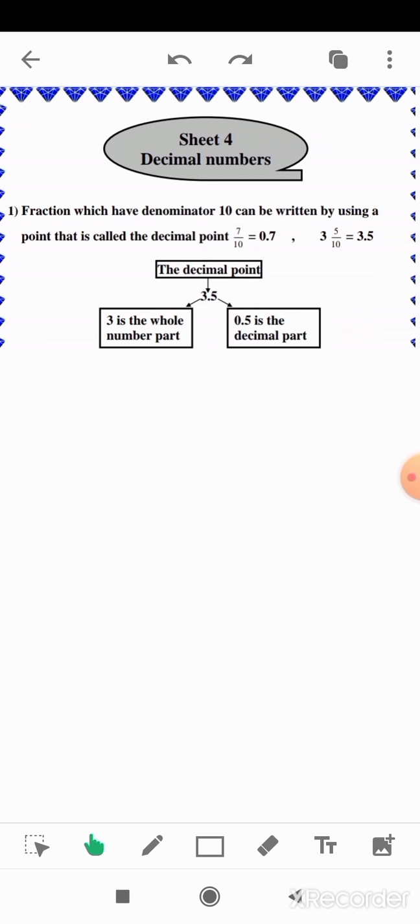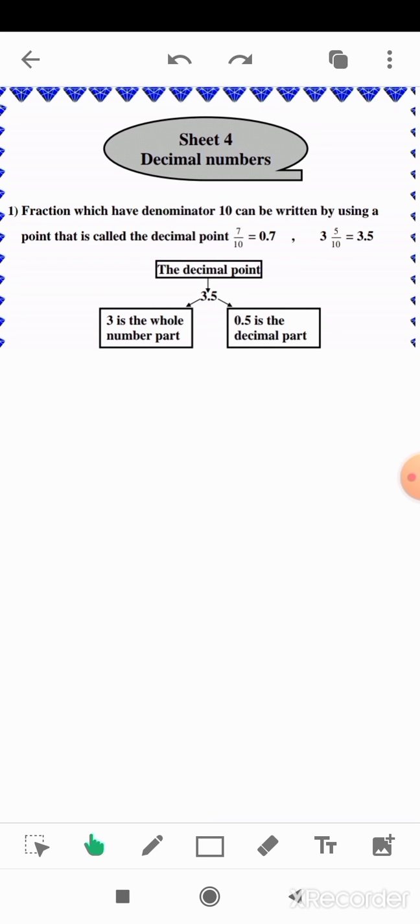Another way to explain the meaning of decimal numbers: a decimal number is a fraction which has denominator 10, and can be written by using a point that is called the decimal point. As in this example, if I have 7 over 10, it will be 0.7. And 3 and 5 over 10 equals 3.5. In 3.5, 3 is a whole number and 5 is the decimal part, and this point is called the decimal point.